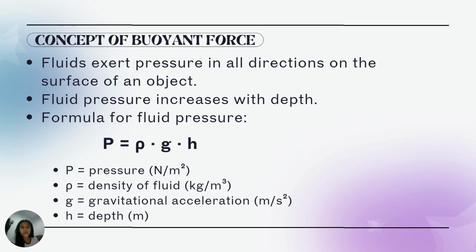Concept of buoyant force. Fluid exerts pressure in all directions on the surface of an object. Fluid pressure increases with depth. The formula for fluid pressure is P equals rho times g times h.